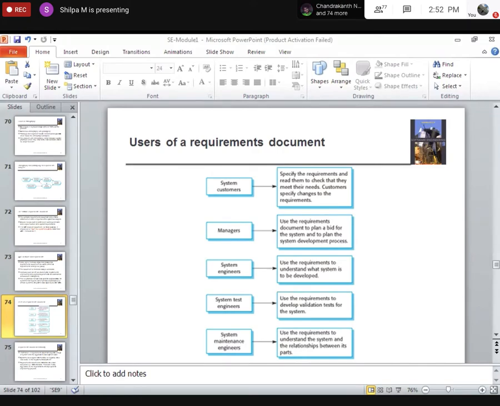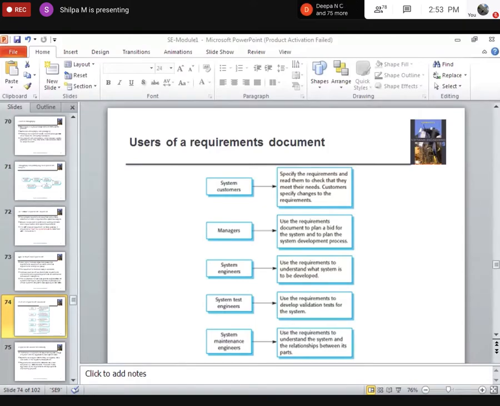And now, if there is one requirement which is given in the requirements document and the customer has also agreed to it, they check whether what has been agreed is currently working in the actual system or not. So how do they check it? Through this requirements document. Then we have maintenance engineers. They use the requirements to understand the system and the relationship between the parts. Maintenance engineers means, let's say I have released one product.